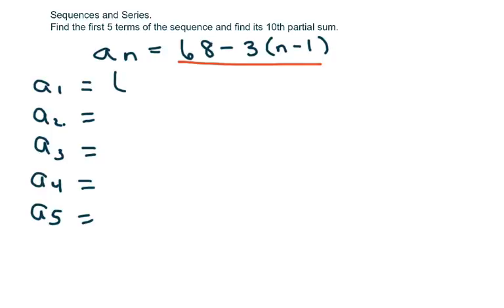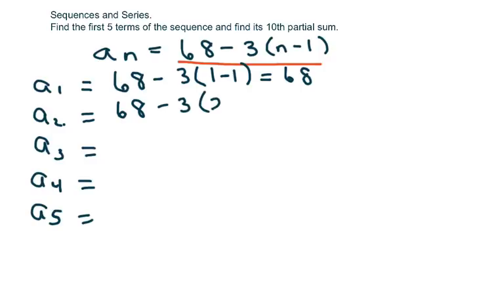So we're going to just say 68 minus 3 times 1 minus 1. 1 minus 1 is 0. So 68 minus 0 is just 68. That's your first term. The second term would be 68 minus 3 times 2 minus 1, which would be 68 minus 3, which is just 65.